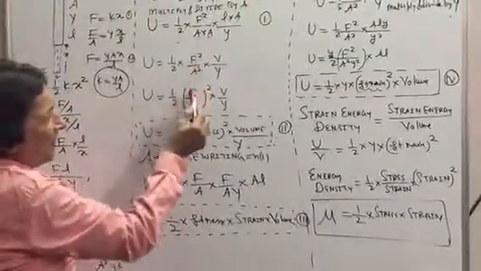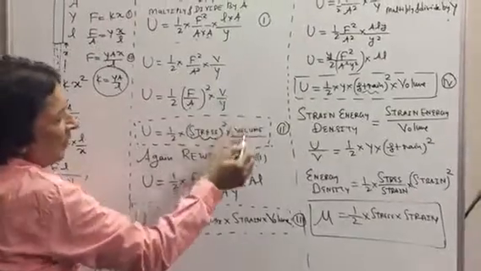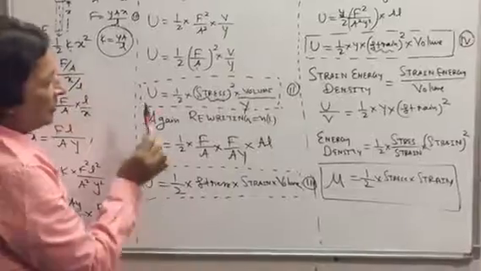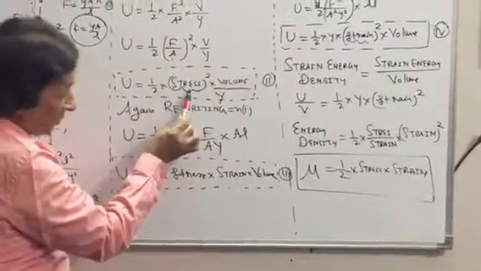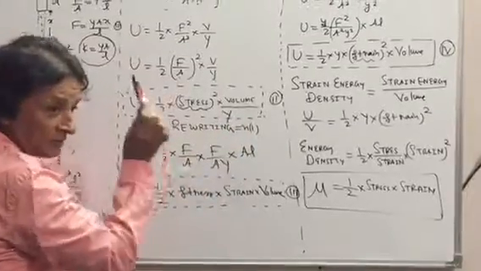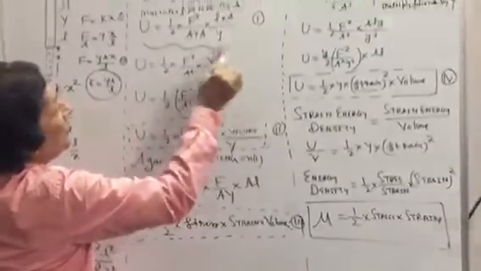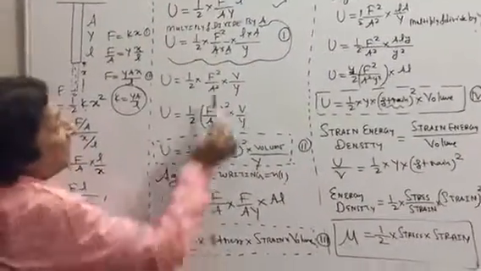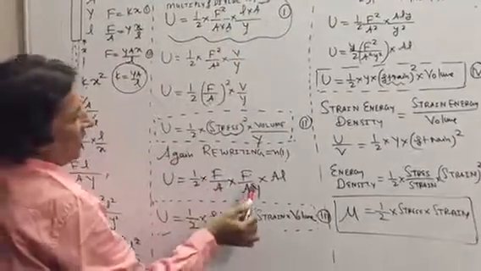What is F upon A whole square? That is stress square. What is AL? Volume. Upon Y. This is one equation you must learn. U, the energy, equals half stress square into volume upon Young's modulus. Again rewriting this equation 1.